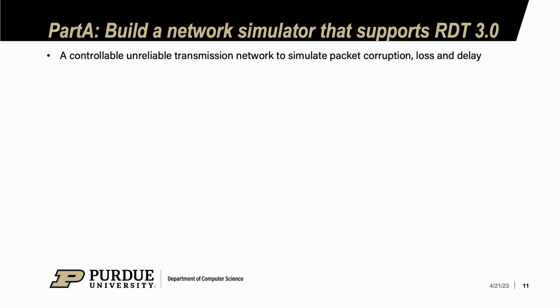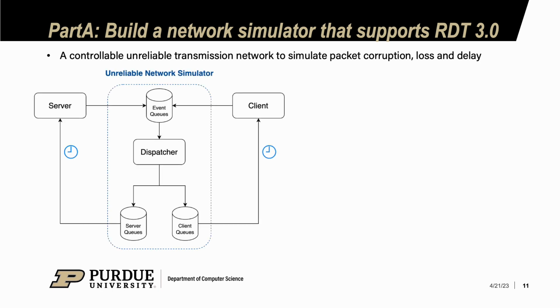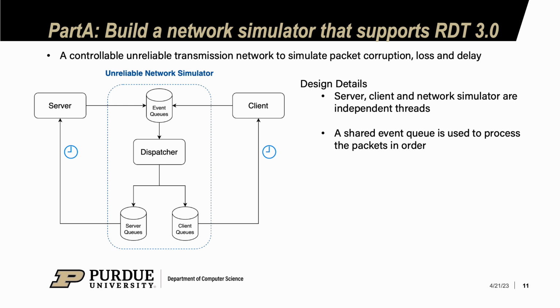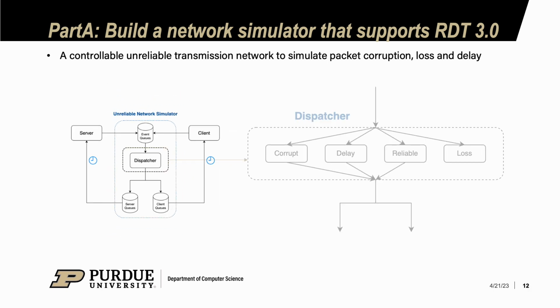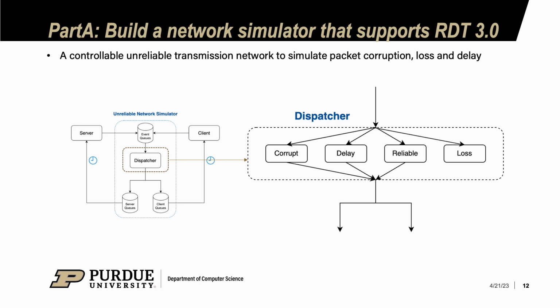The detailed simulation design is shown by this figure. The server, client, and network simulator are running independently. A shared event queue is used to process the packets in order. The client and server will be notified when the packets are ready. The dispatcher randomly selects those behaviors when handling each packet.